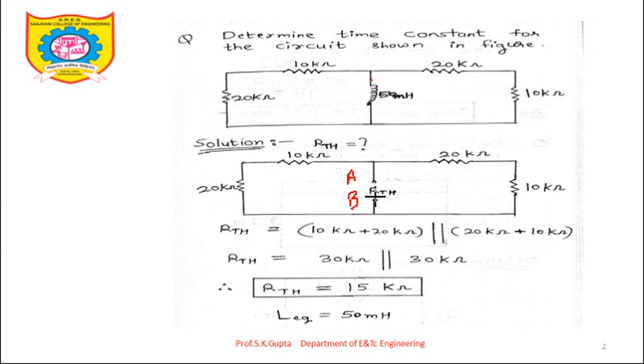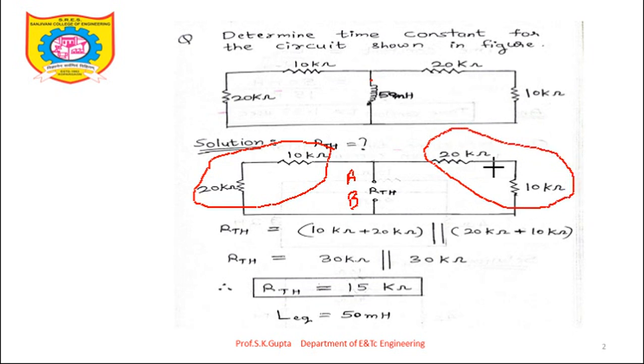Okay, this 10 kilo ohm and 20 kilo ohm are in series, so it becomes 30 kilo ohm. This 20 kilo ohm and 10 kilo ohm are in series, so it gives 30 kilo ohm. After that, how are these 30 kilo ohm and 30 kilo ohm connected? These two are connected in parallel, because this 30 kilo ohm is sharing node A, as well as this 30 kilo ohm, and this 30 kilo ohm is sharing node B, as well as this 30 kilo ohm. That means they are sharing the same two nodes. That's why these two are connected in parallel.